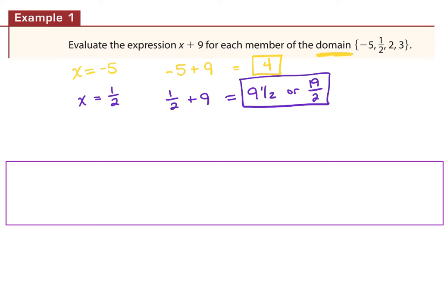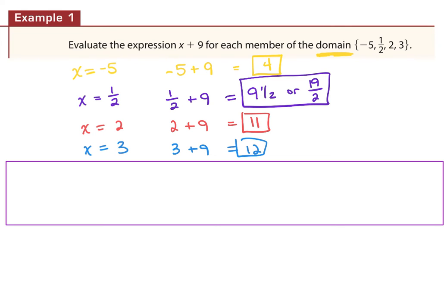And so evaluate just means plug it in and solve. When you plug it in, order of operations. And then when you solve it, you're just going to do your rules that we've been talking about for the last couple of weeks. And so evaluate simply means plug in, do order of operations, and solve. And so they have given me 4 different ones. They want me to evaluate the 4 different ones.